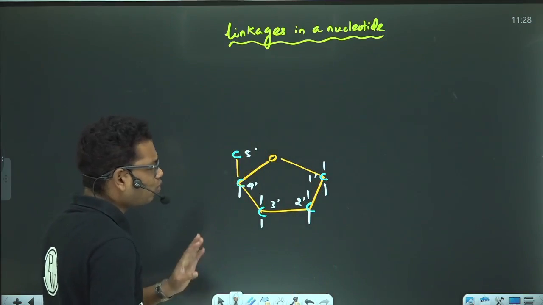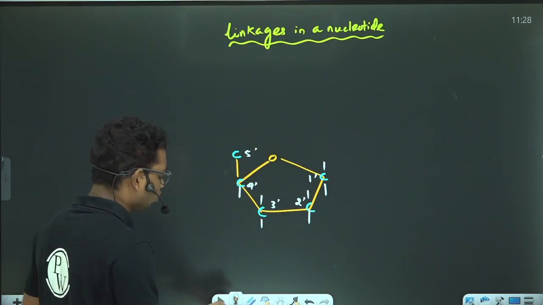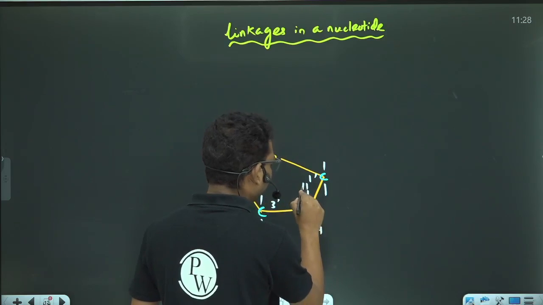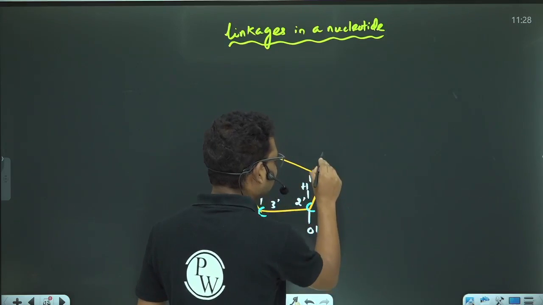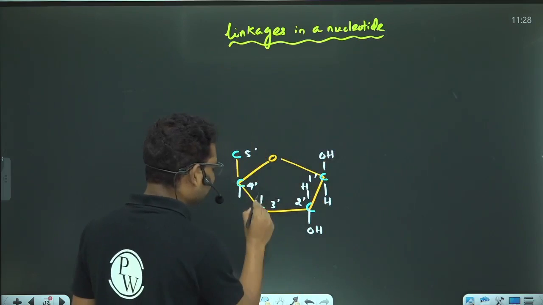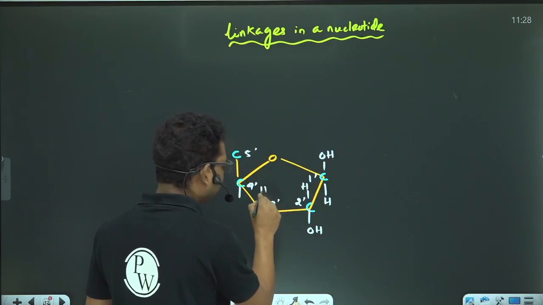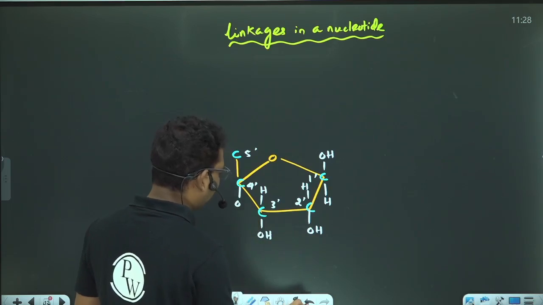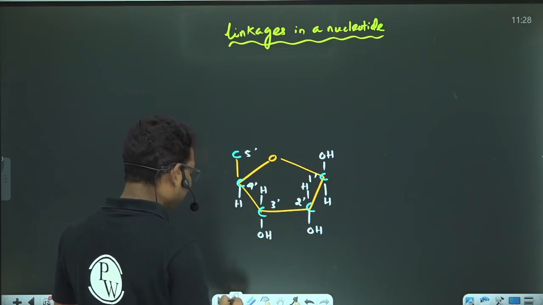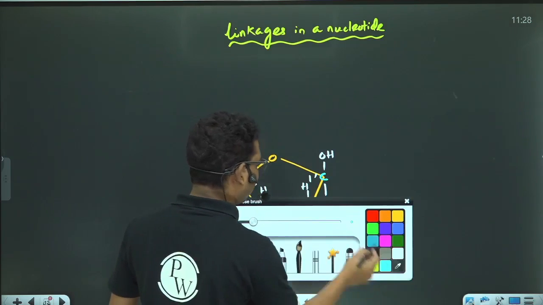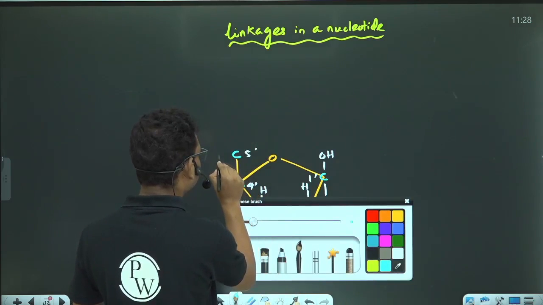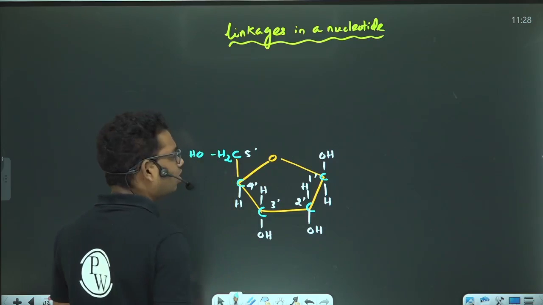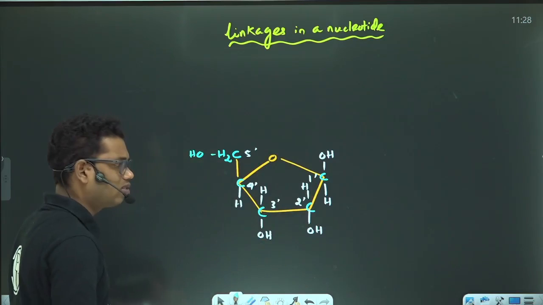Suppose the nucleotide has ribose sugar, so let me draw one ribose sugar. Here I will have OH, here H, here H, and this is OH. This is going to be OH. Here I will have the H, and here OH, and here H group. And in this case I will have CH2OH. So this is a ribose sugar.